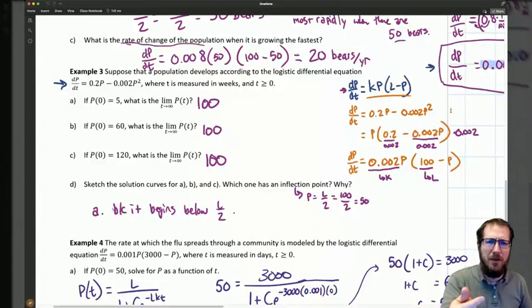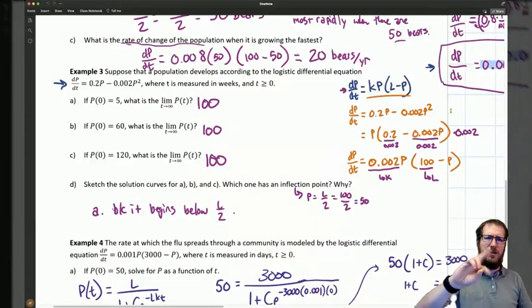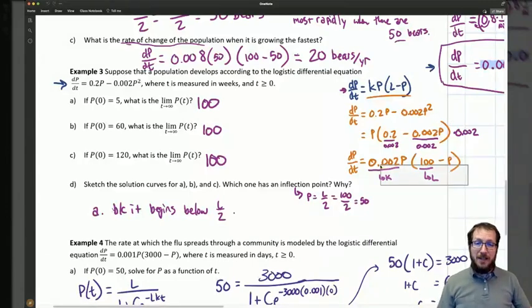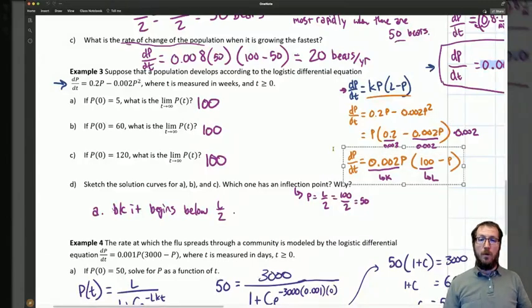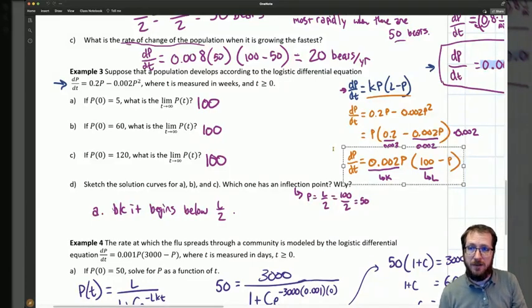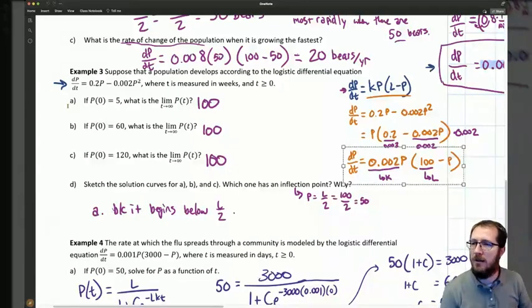If you rewrote that as 1 over, or 2 over 1,000, then you would just have to multiply by the reciprocal. Now we've got it in this form where we can pick out our L as 100. We can pick out our K value as 2,000s. So now we can address the questions they're asking us.